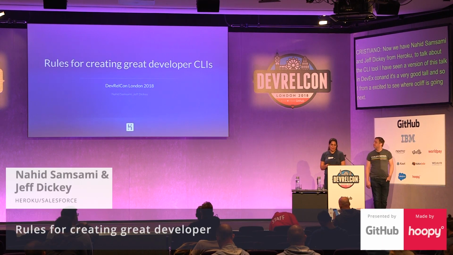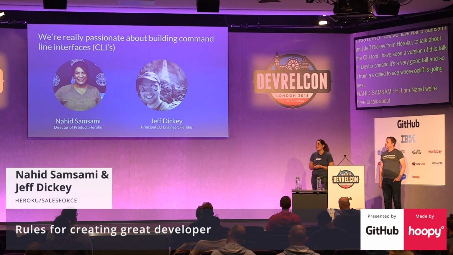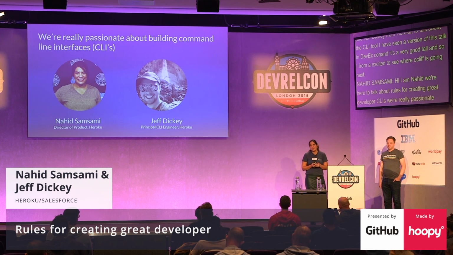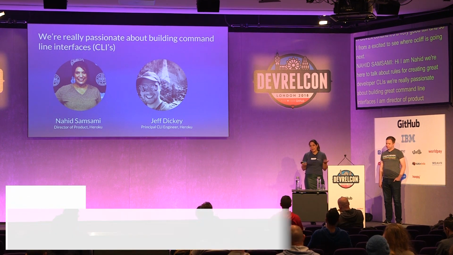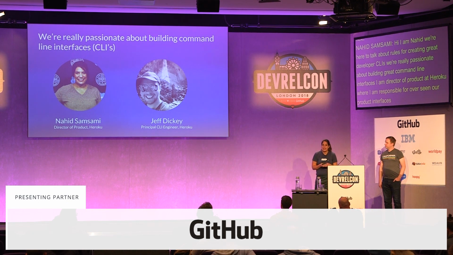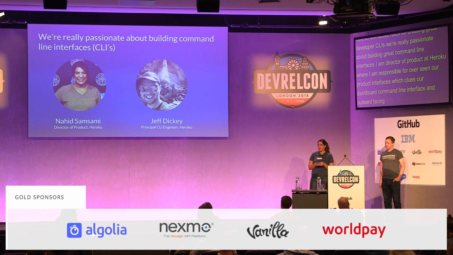to talk about rules for creating great developer CLIs. We're really passionate about building great command line interfaces. I am a director of product at Heroku, where I'm responsible for overseeing our product interfaces, which includes our dashboard, our command line interface, and our public-facing API. And I'm joined by Jeff Dickey, who is our principal CLI engineer at Heroku.